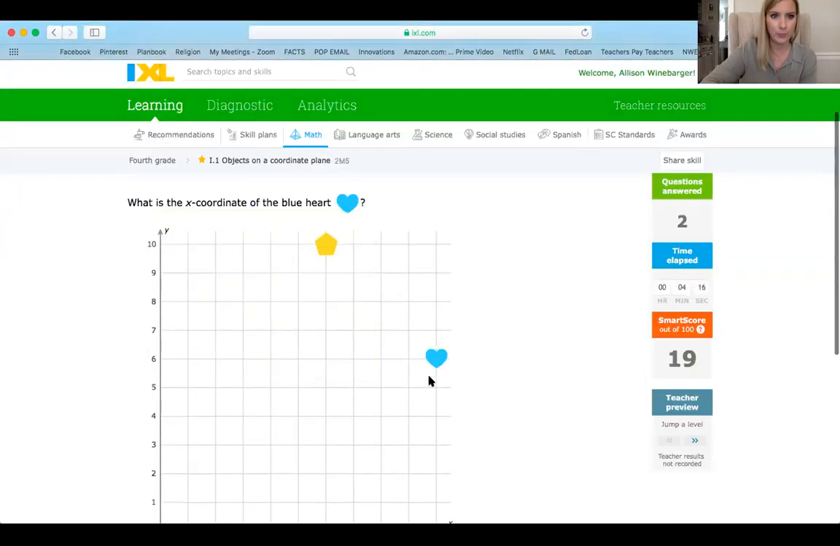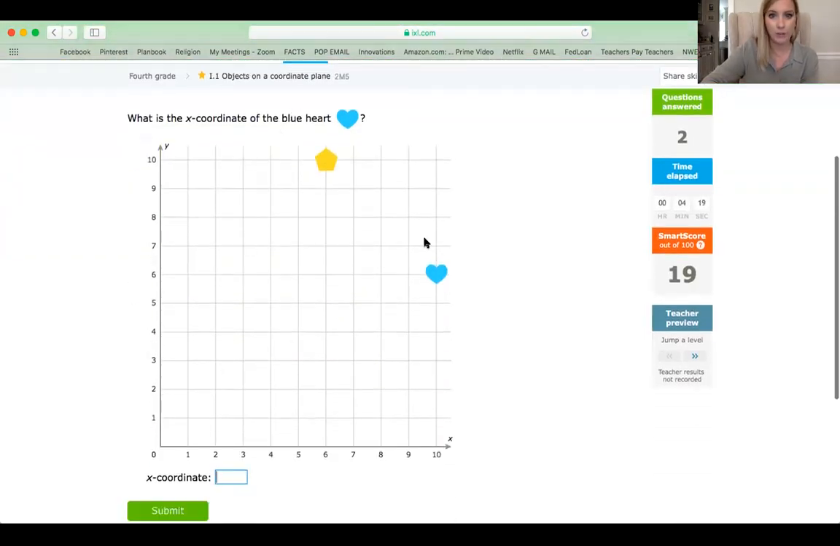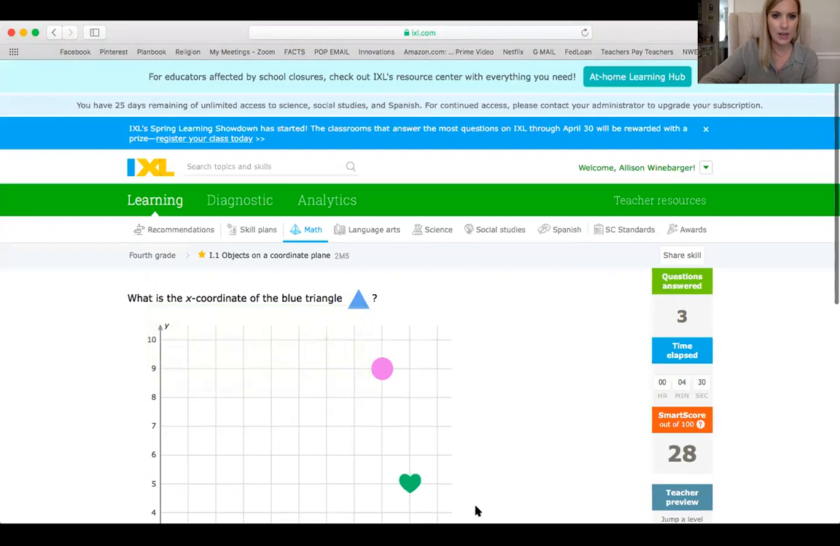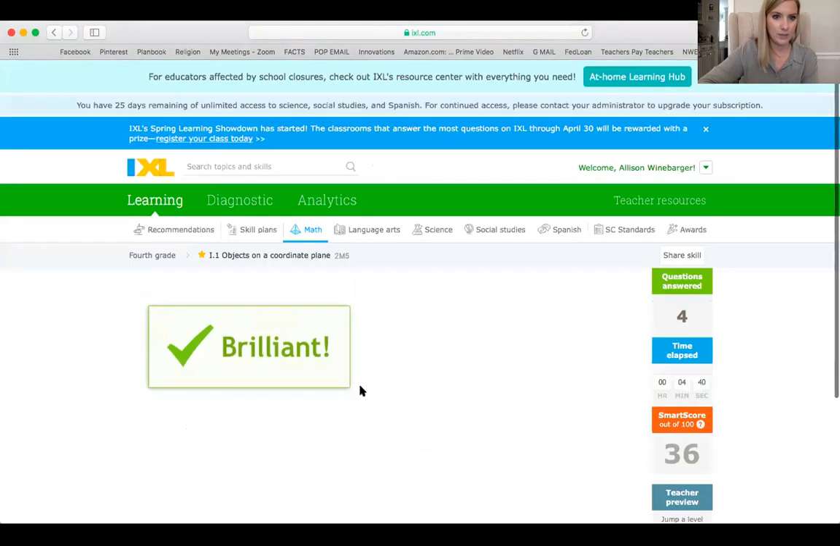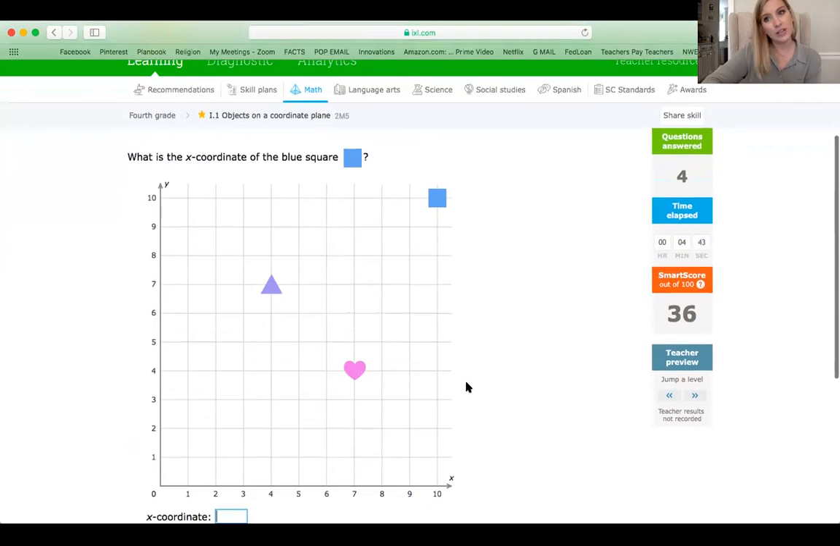Let's do 2 more. What is the x-coordinate of the blue heart? Remember, horizontal, and it is all the way over at 10. You got it. And last one, what is the x-coordinate of the blue triangle? Horizontally, we go over 1, submit. Brilliant. Okay, you can continue this to practice and try to get that SMART score of at least 80 and that super SMART score of 90 to 100.